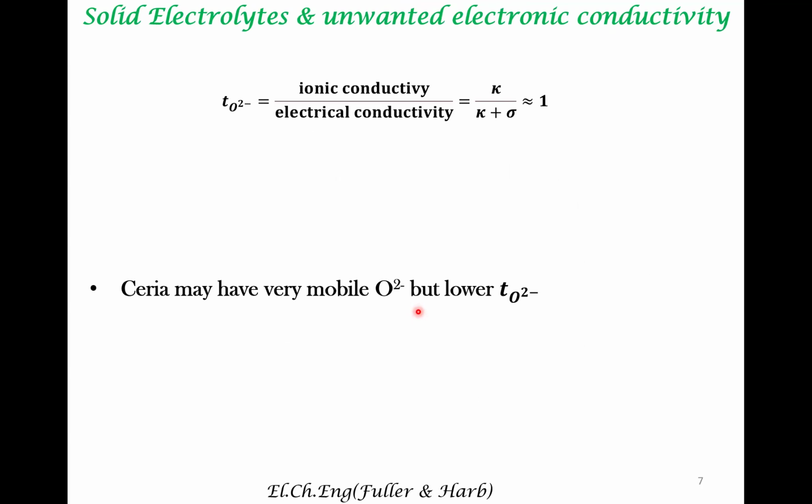Whenever you have an aliovalent doping, it also increases electronic conductivity to some extent. What is not desirable is to have electronic conductivity. If there is significant electronic conductivity, then shorting between anode and cathode is possible, because there's an electronic pathway between anode and cathode, which is very highly undesirable.